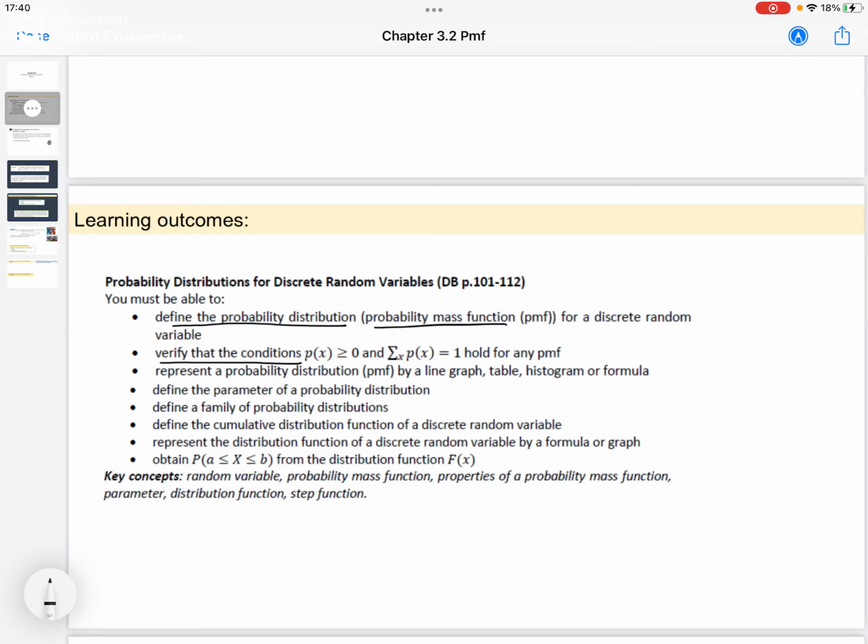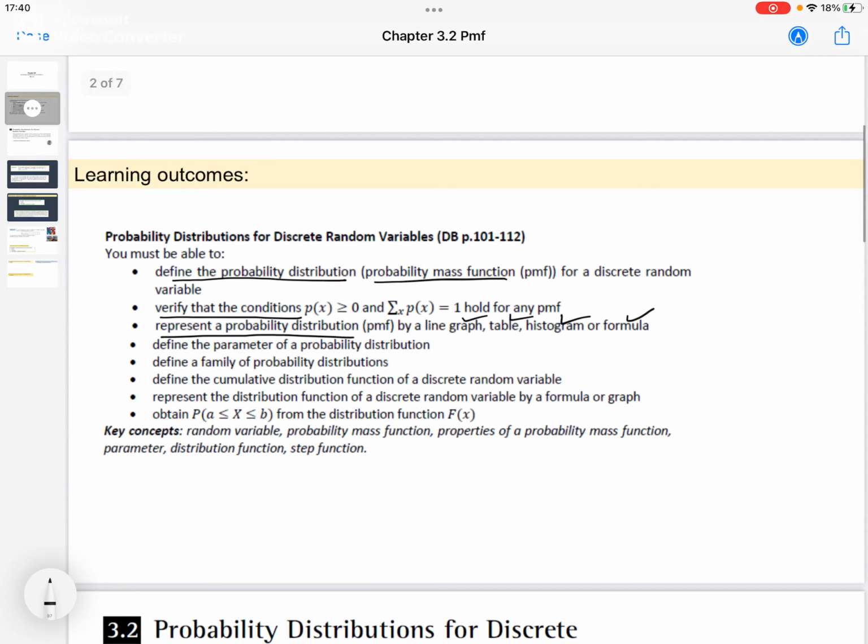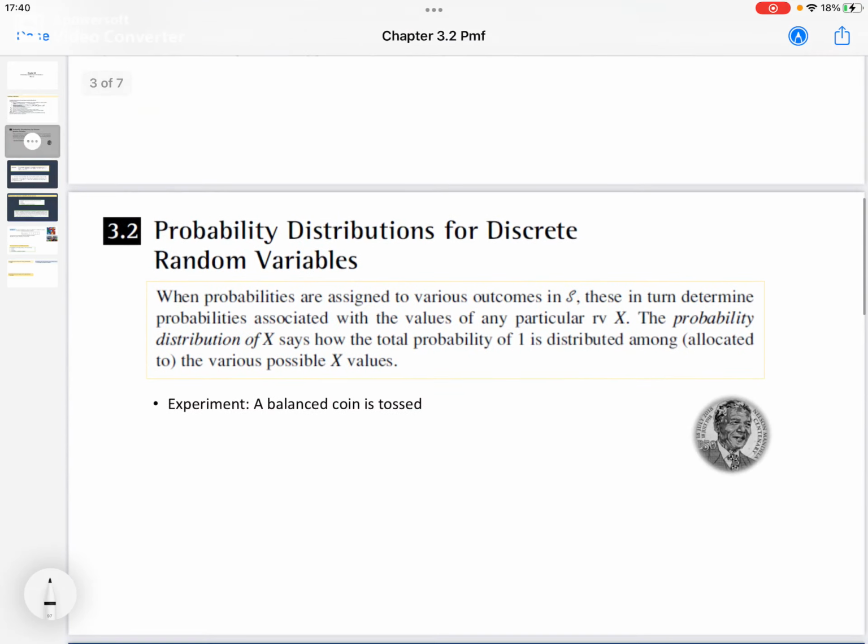You should also be able to verify the conditions that hold for a valid PMF, as well as be able to represent the PMF using a line graph, table, histogram, or a formula. In the next videos, we will have a look at the rest of these points.